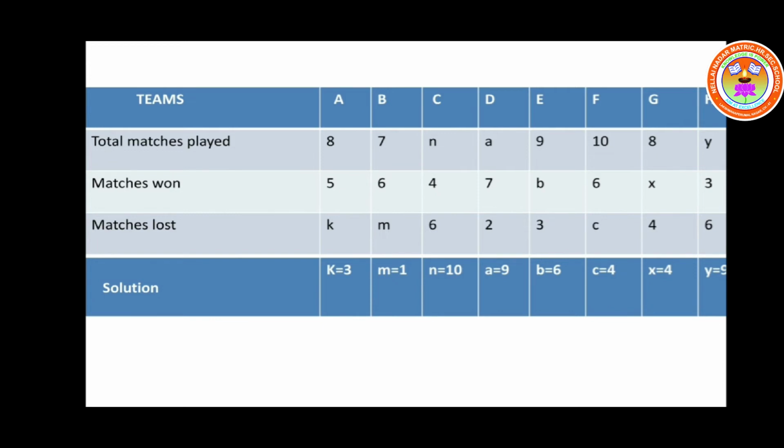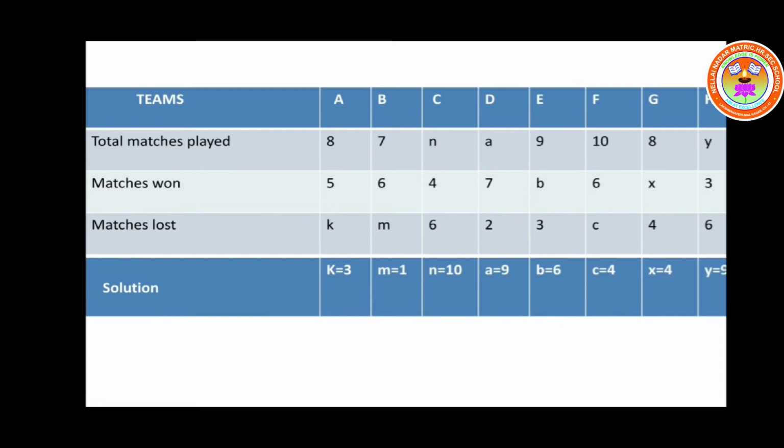Okay. Like that, team B. The same method. So the total matches they played 7. Matches won 6. We want to find the matches lost, M value. So 7 minus 6 is 1 is your answer. Okay. Next one. Team C. Team C, the total matches played is N they had given. Matches won 4 and matches lost 6. So you have to add how many matches they won and how many matches they lost. So 4 plus 6 you will be getting 10. So your N value is now 10.